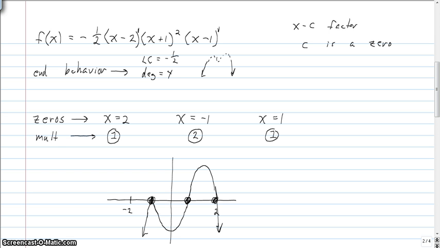So again, we didn't get an exact picture of what this polynomial looks like, but we got a pretty good idea just by looking at the zeros and the multiplicity of the 0.